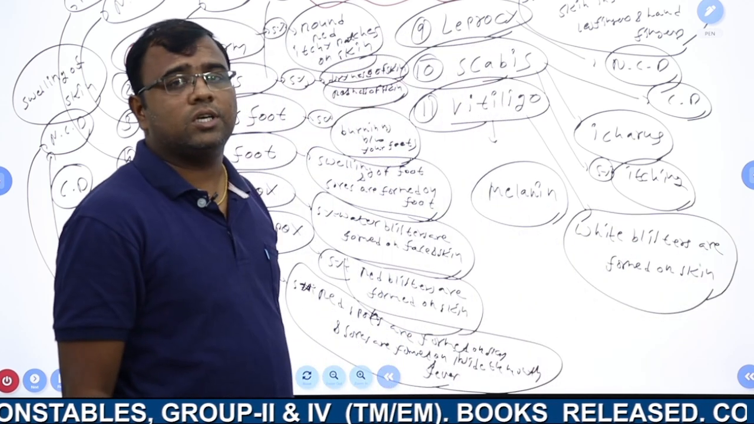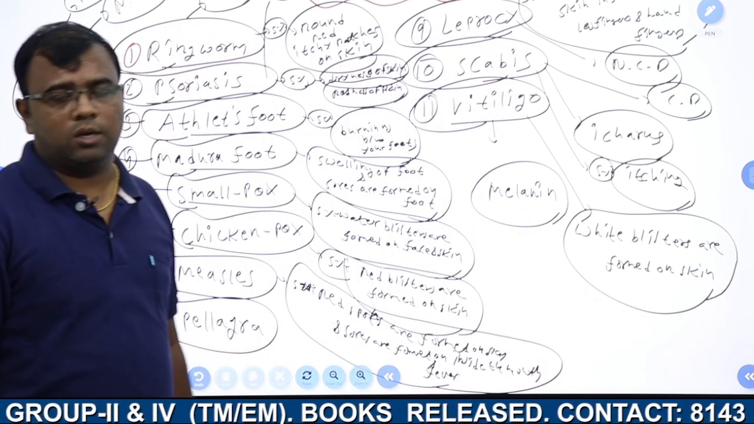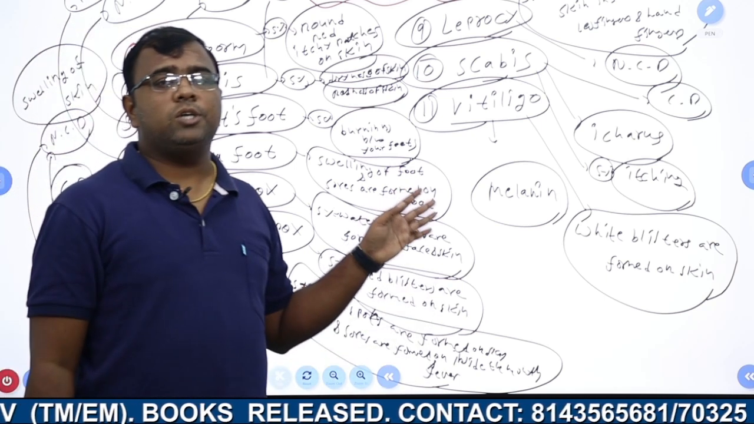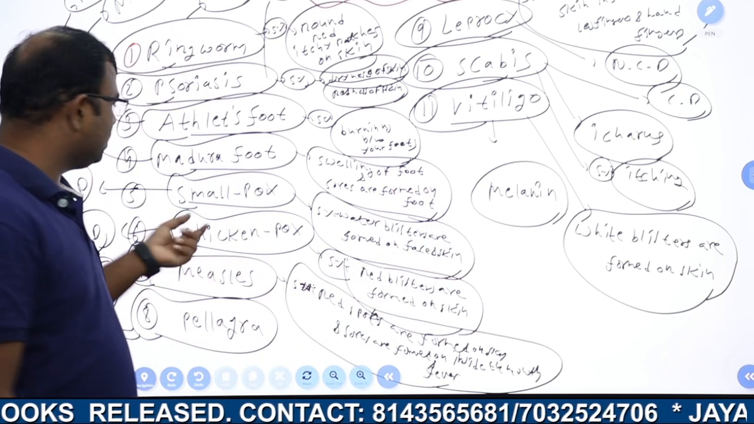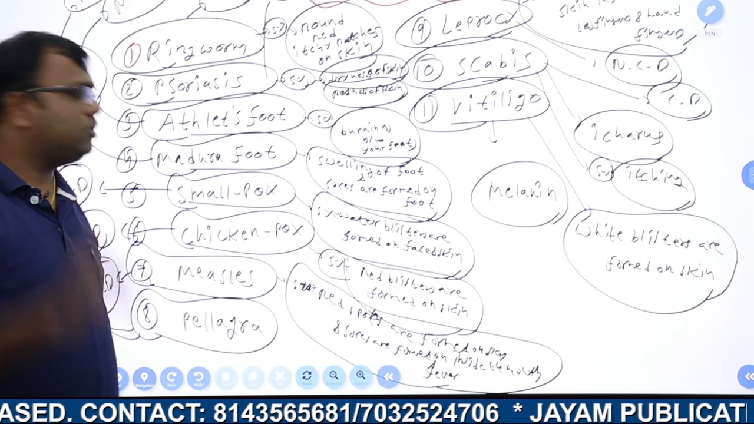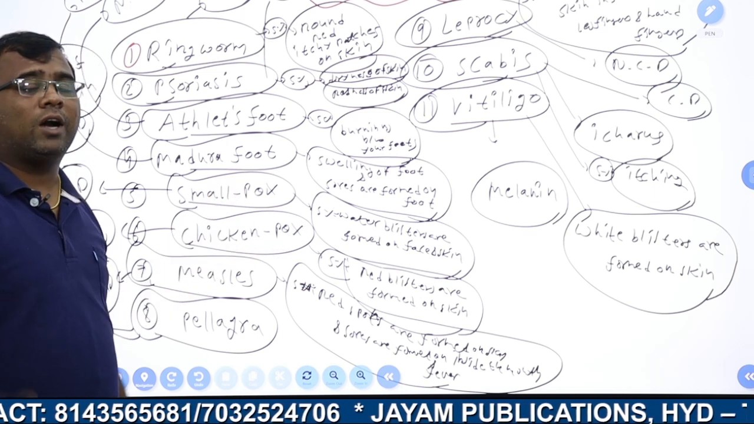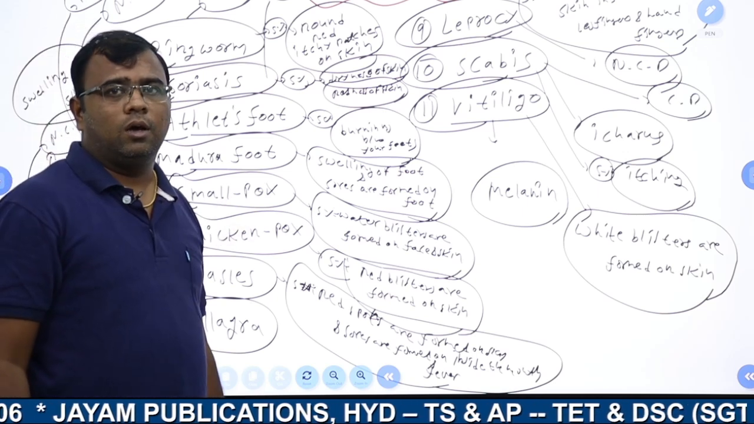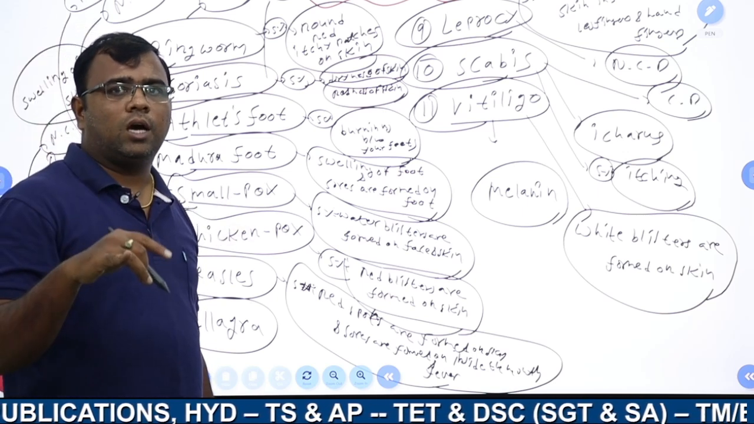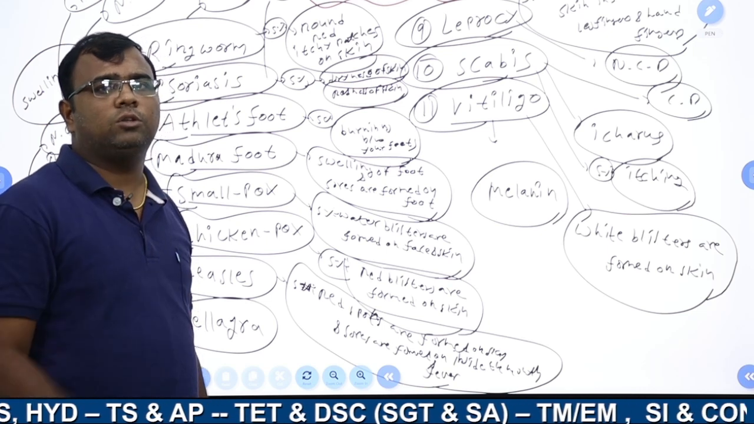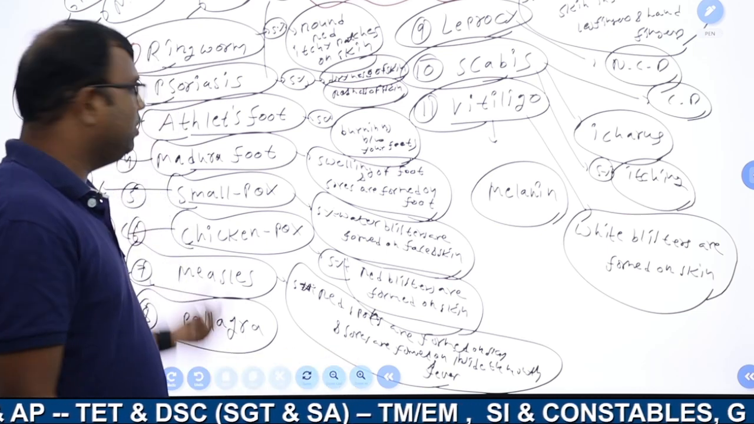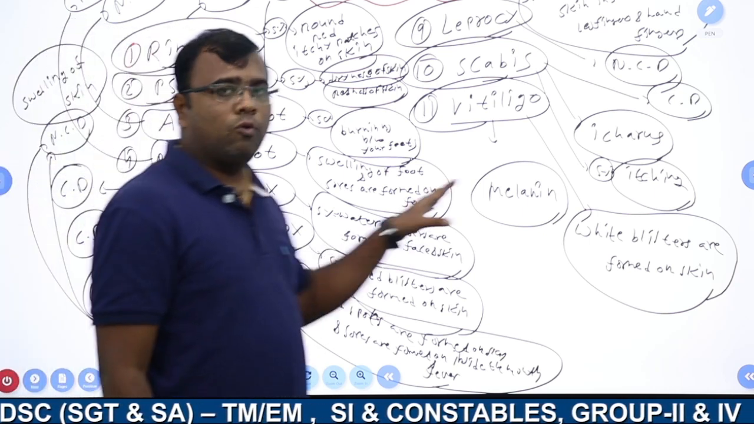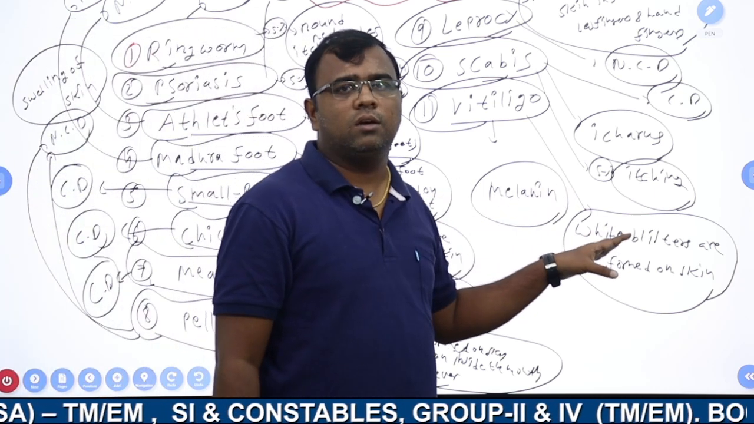White blisters are formed on skin. Red blisters are formed on skin. Which disease? Chicken pox. Water blisters are formed on skin and face. Which disease? Smallpox. Red spots are formed on skin and sores are formed inside the mouth, and fever also. Which disease? Measles.